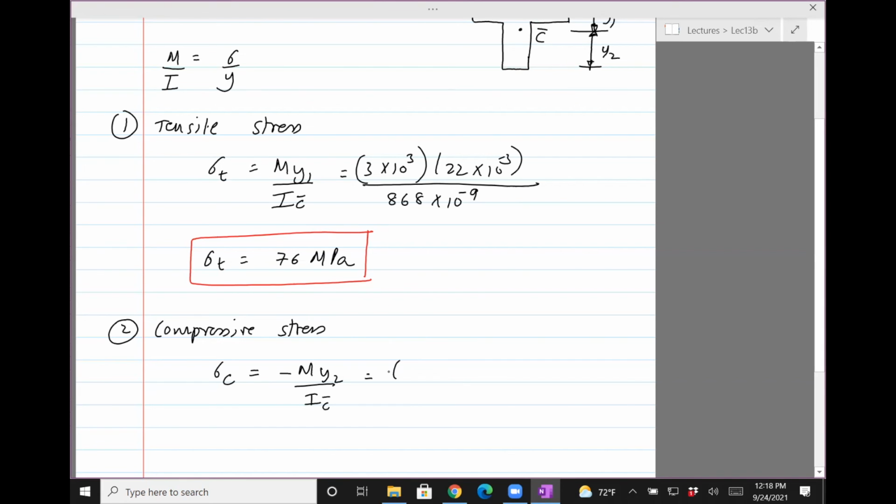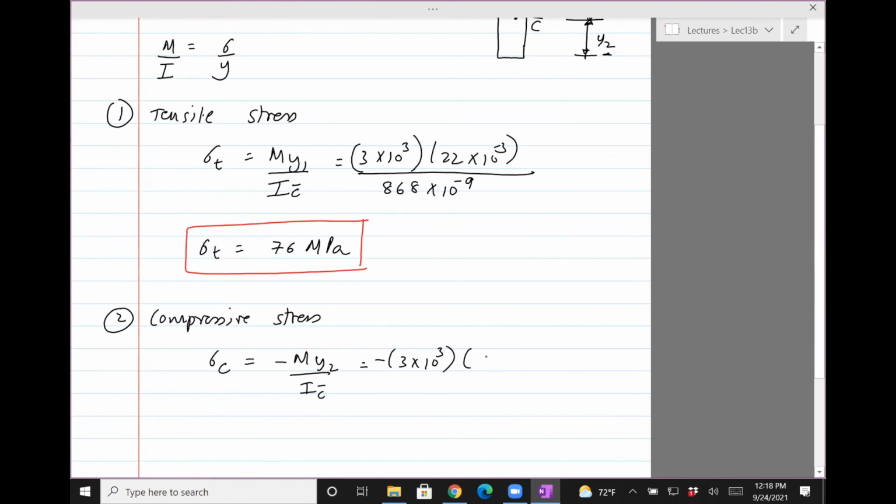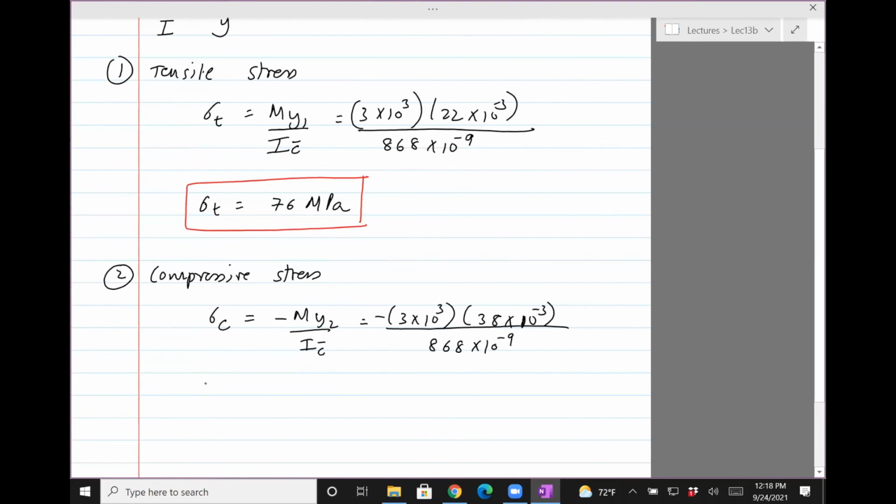So M is 3 times 10 raised to 3. The y2, which is this now, is 38 millimeters. So 38 times 10 raised to negative 3 divided by 868 times 10 raised to negative 9. And sigma C is 131.